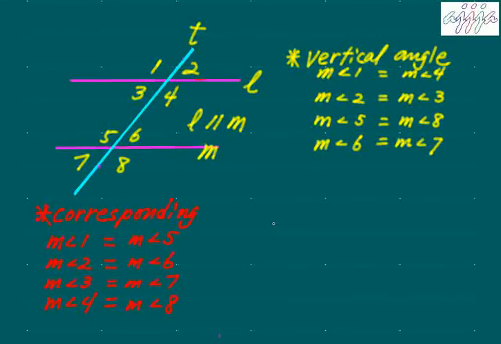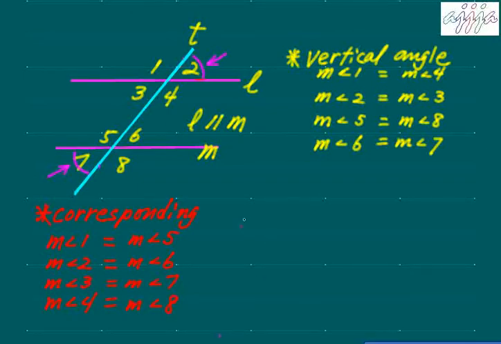Okay, let's look at this picture one more time. What about angle number two? Angle number two is right here, and angle number seven. So angle number two and angle number seven, one goes this way, one goes that way. Alternating. That's right. That's what we call what? Alternate angle. Fantastic. All right.